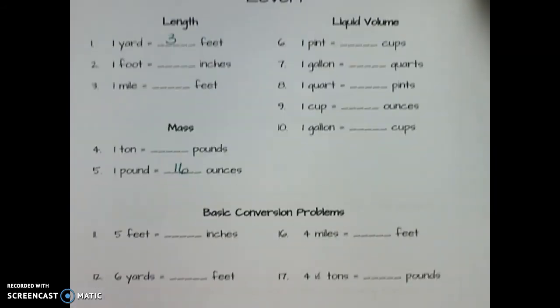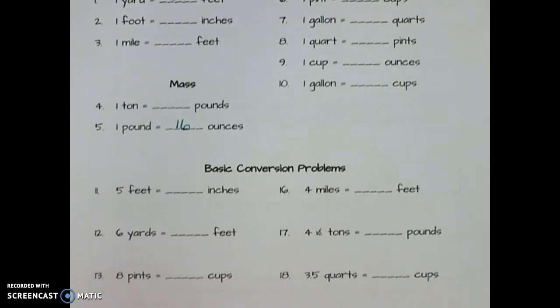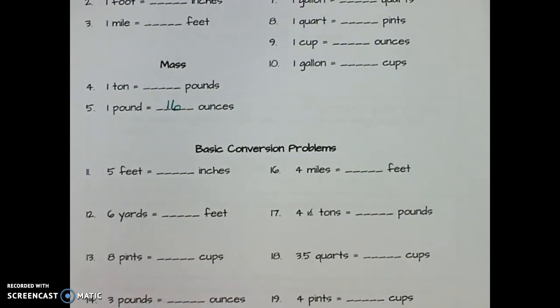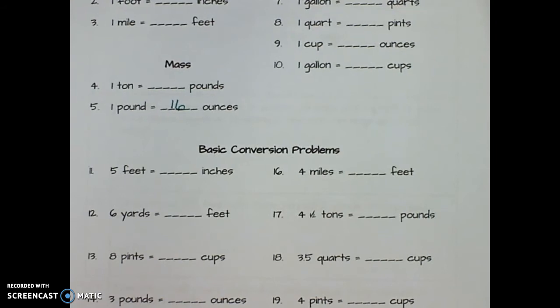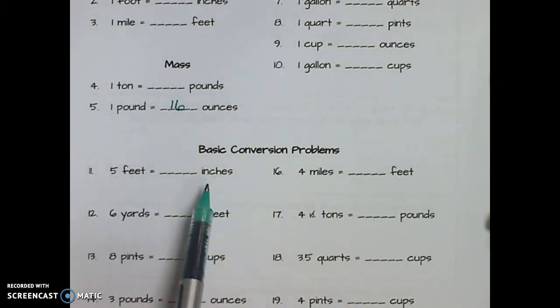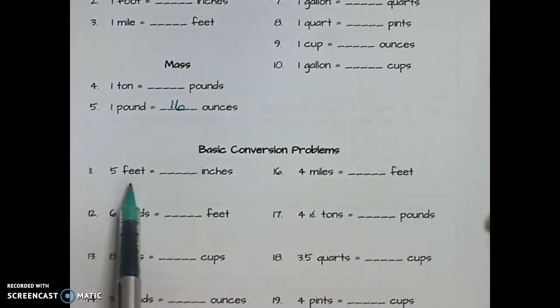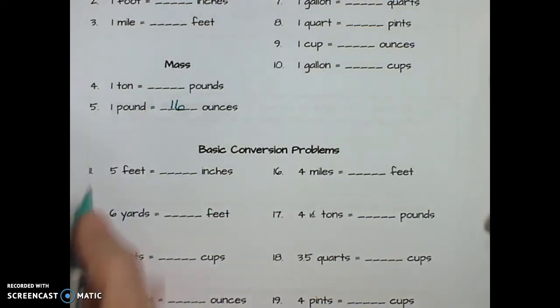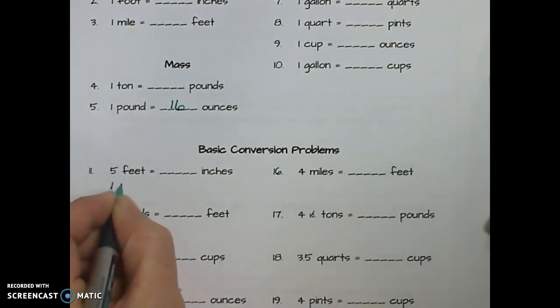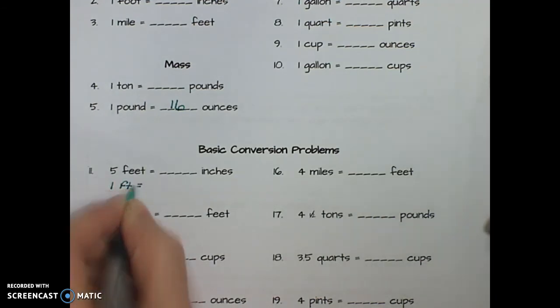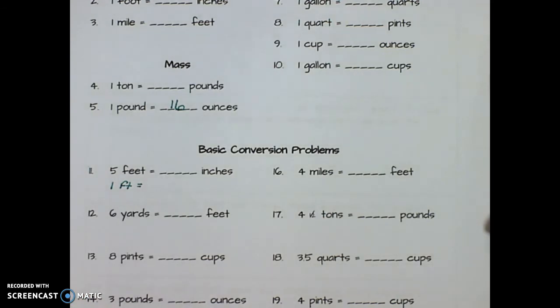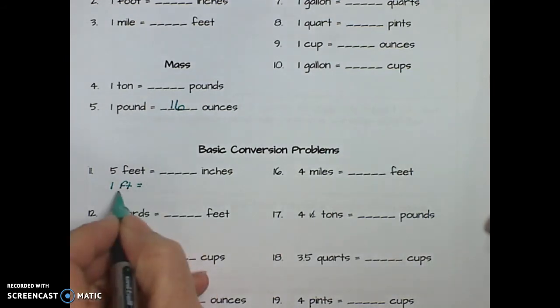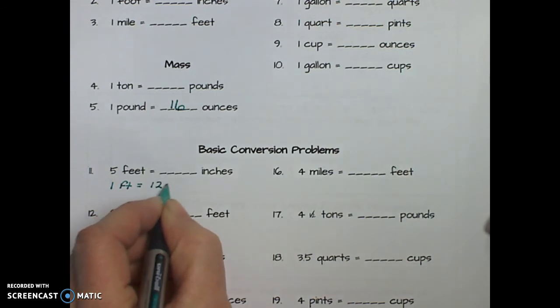Okay, the next little section says basic conversion problems. On this problem, we're looking at number 11, and it says 5 feet equals blank inches. So you need to think about, what does 1 foot equal? And we're going to write that down. 1 foot equals. Now hopefully you remember, but if you don't, you can go back to your reference sheet. So think about it for a minute. Does anyone remember? Good. 1 foot equals 12 inches.